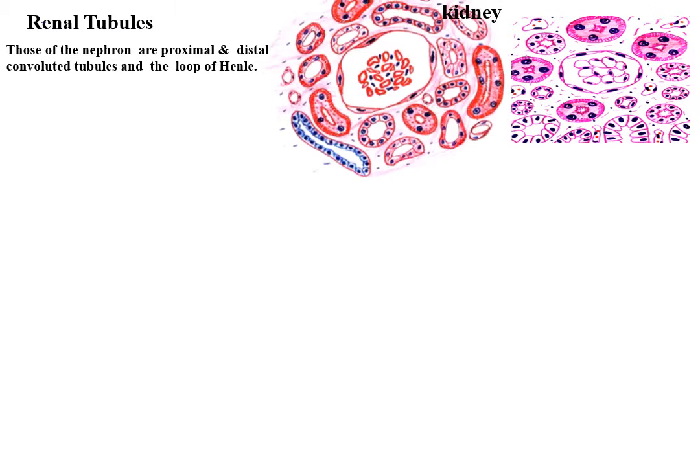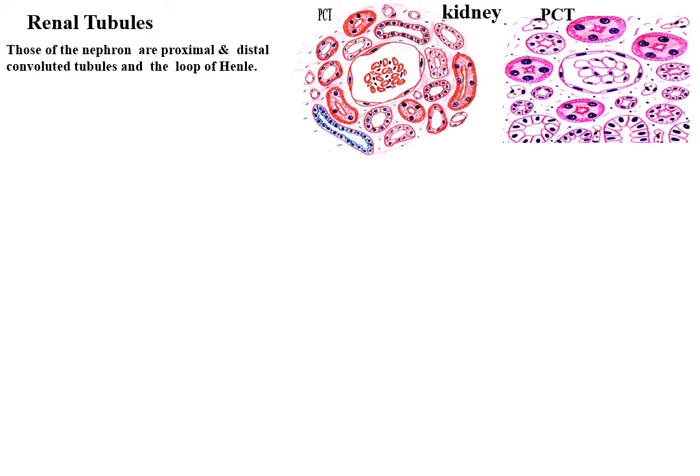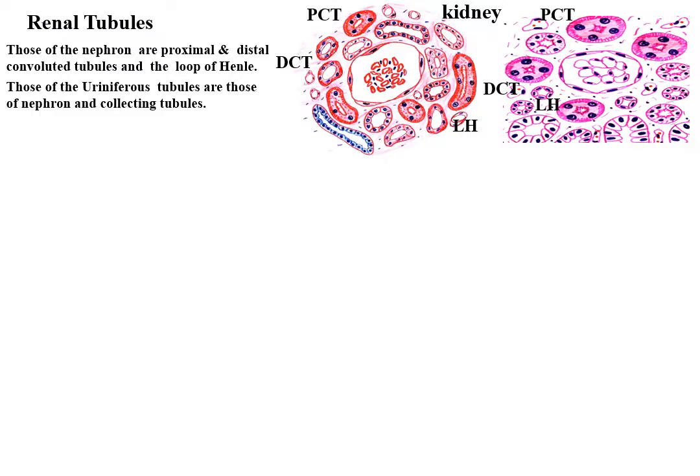Renal tubules, those of the nephron are proximal and distal convoluted tubules and the loop of Henle, while those of the uriniferous tubule are, beside those of the nephron, the collecting tubules. Comparison between proximal and distal convoluted tubules.